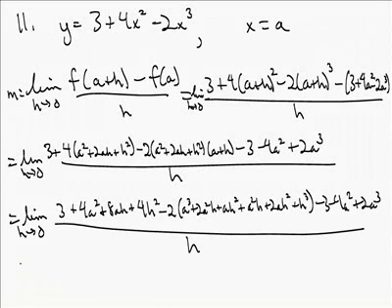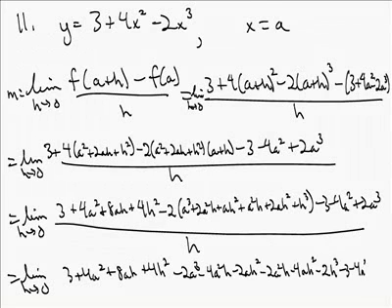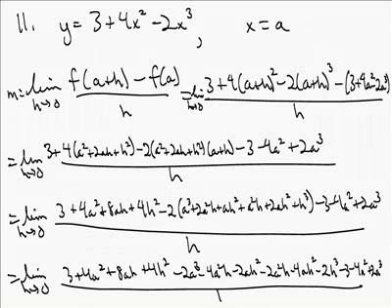So this then becomes the limit as h approaches 0 of 3 plus 4a squared plus 8ah plus 4h squared minus 2a cubed, distributing the negative 2 through here, minus 4a squared h minus 2ah squared minus 2a squared h minus 4ah squared minus 2h cubed minus 3 minus 4a squared plus 2a cubed, all over h.